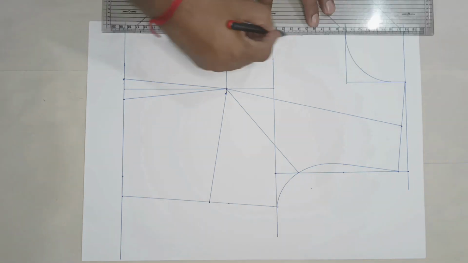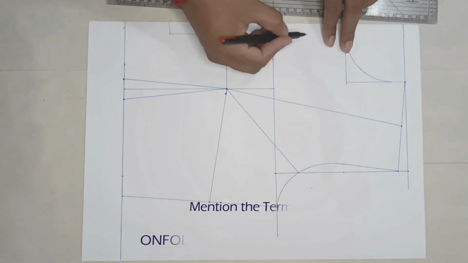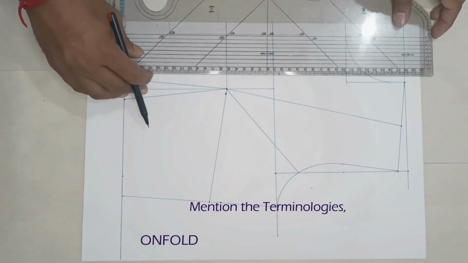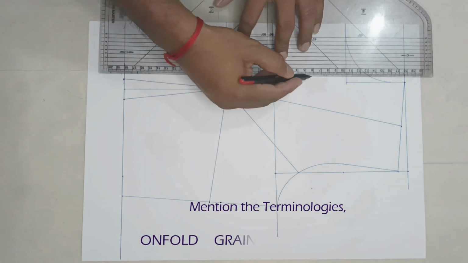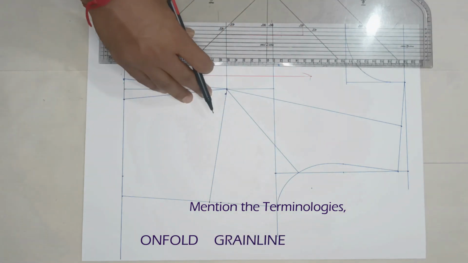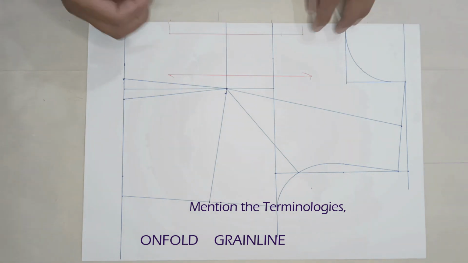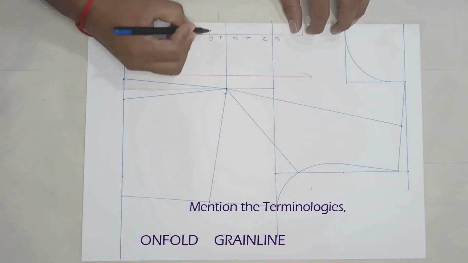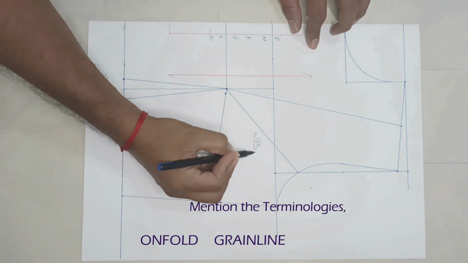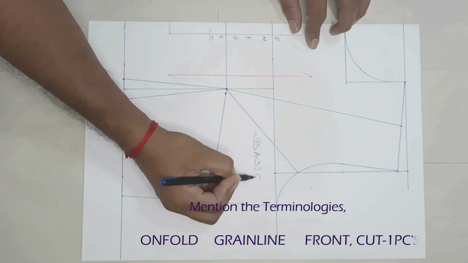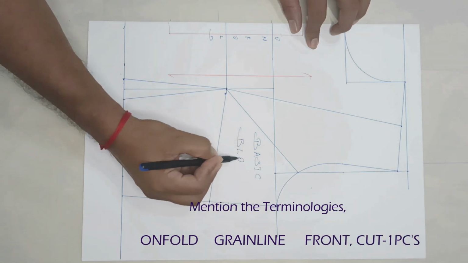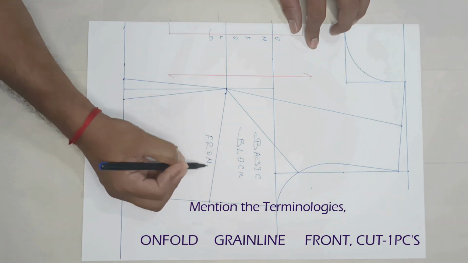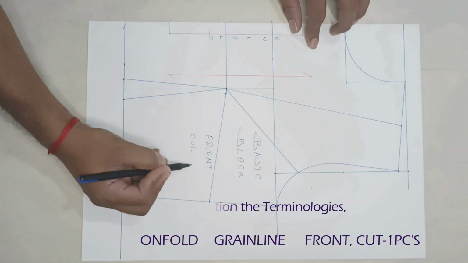Whenever we want to make a dart on a particular area, we can use these placements as a guide. And after this, mention all the terminologies, that is unfold and the grain line, as well as the details of the particular block. Basic block front, and also mention cut how many pieces. All these details help when we are cutting on the fabric.